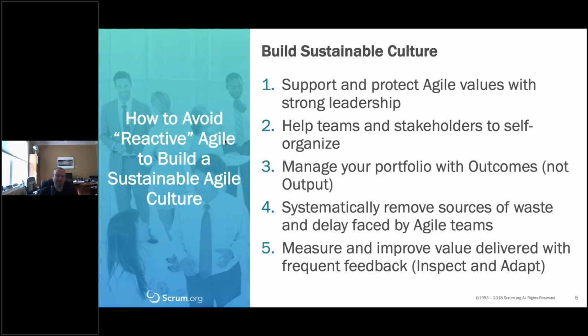So how do we avoid reactive agile to build that sustainable culture? When I think about what we need to do, we can narrow it down to five things. There's a lot more than that, but the way I've structured this presentation, we start with supporting and protecting the agile values with strong leadership. Help teams and stakeholders to self-organize. Manage the portfolio with outcomes, not outputs. It's not about outputs. It's really about whether we are delivering the right things to market. Systemically remove sources of waste and delay faced by agile teams. And lastly, measure and improve value delivered with frequent feedback.